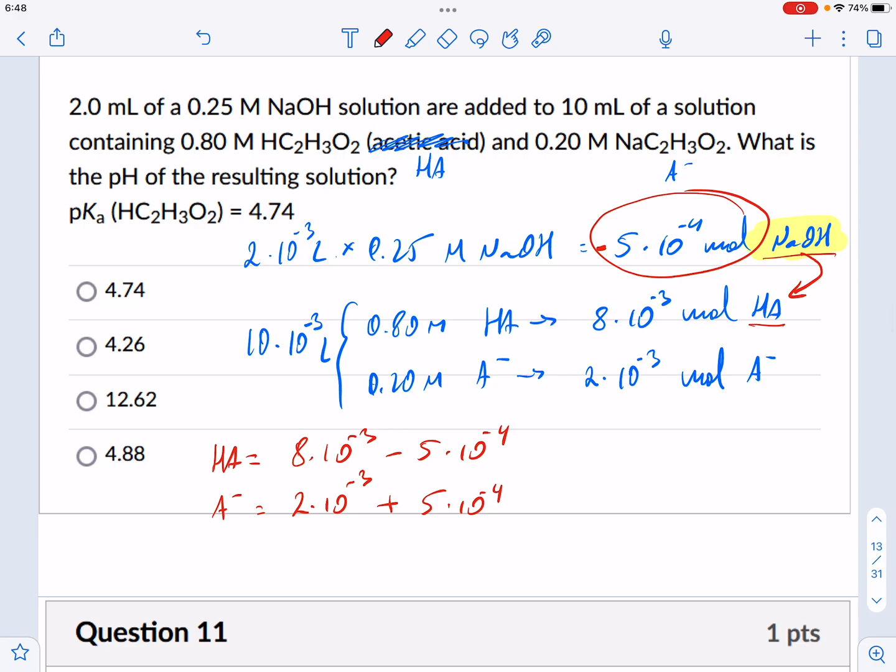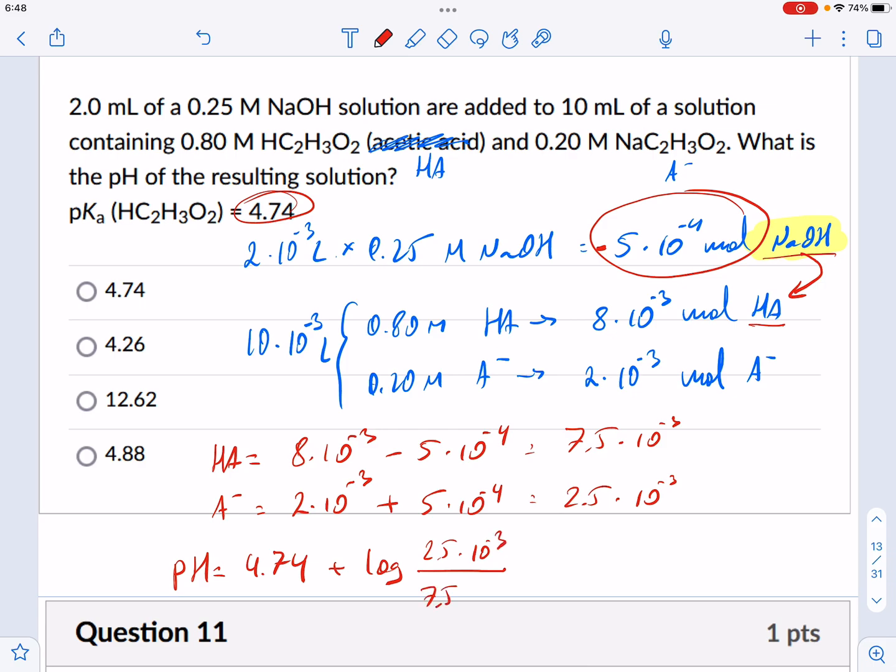Okay, so that if you want to calculate the pH now, pH will be equal to 4.74, that's the pKa, plus the logarithm of the base. Here you will obtain 7.5 10 to the negative 3, and this is 2.5 10 to the negative 3. Therefore, here you have 2.5 10 to the negative 3 and 7.5 10 to the negative 3. All right? Remember, it's the base over the acid. And here, you're supposed to obtain 4.26 as the answer. Okay?